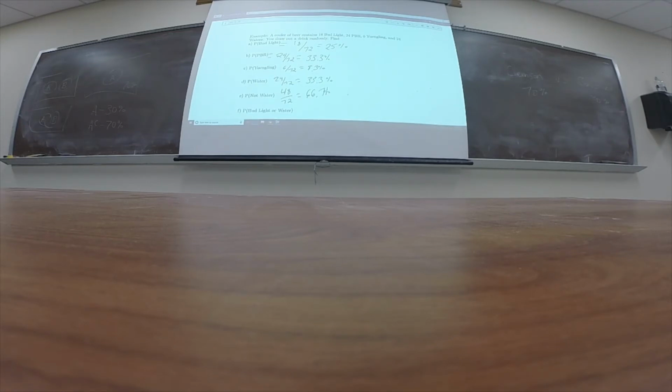Now with that one, you could use your complement rule. You could say, okay, that's the same thing as 1 minus 0.333, or 100 minus 33%, because it's the opposite of getting water, right? And you can still get that same 66.7%.